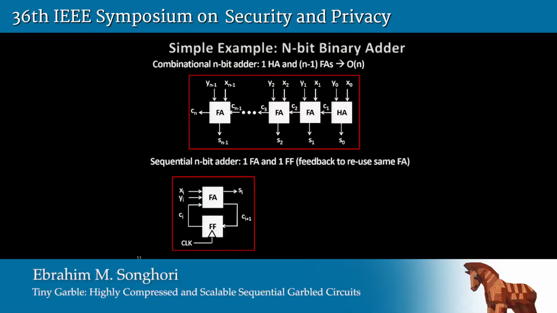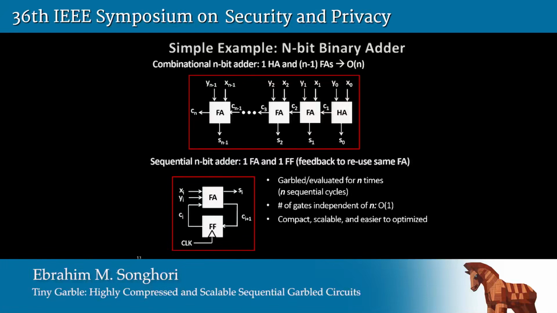While in sequential circuit, we can have only 1 full adder and reuse the carry out as a carry in for the next cycle. So we need to repeat this circuit n times, or n sequential times, to have the same functionality as a combinational circuit. Number of gates here is O(1). We only have 1 full adder. No matter how arbitrarily large n is, the circuit is this. So it's very compact. It's scalable. Also, it's much easier to optimize. If we want to optimize this, the sequential circuit is much, much easier.